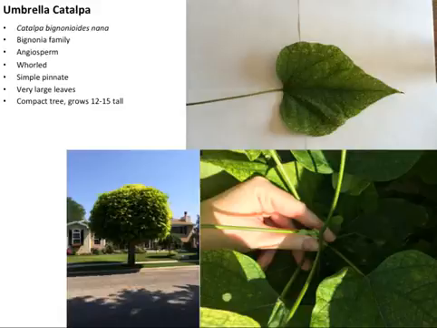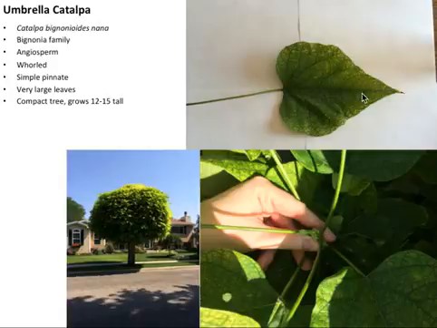Our next plant is umbrella catalpa. The scientific name is Catalpa bignonioides nana. It's in the Bignonia family, so just like the trumpet vine, which I feel like is kind of interesting. It's in the same family. It's an angiosperm, and the leaf arrangement is whorled. This is the only whorled leaf arrangement we have in our entire group of plants. So it's 3 leaves per node.